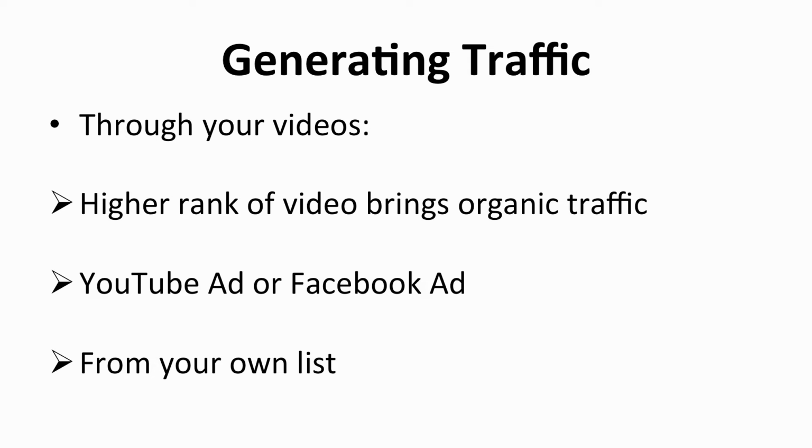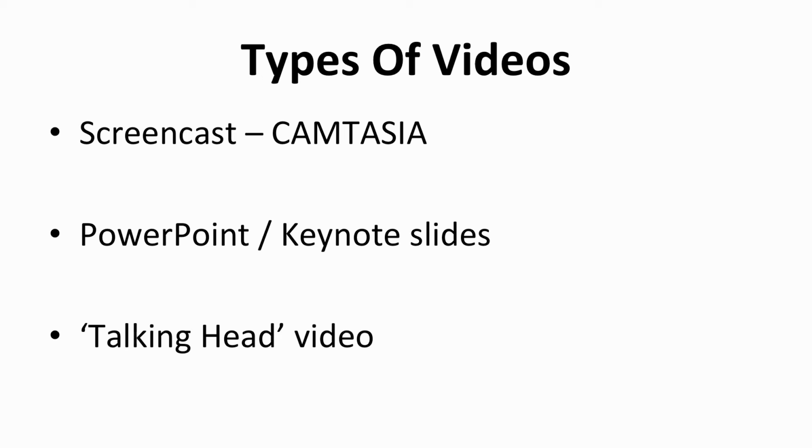Follow the steps to create an advertising campaign in YouTube or Facebook. And finally, you'll get traffic from your own list as well. Send them a promotional email with the attachment of the link to your video. Before you start your production, the first thing that you should do is to decide on the type of video that you want to create. There are several types of videos you can consider.